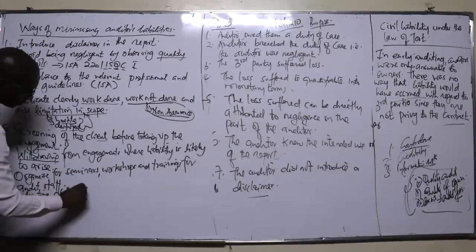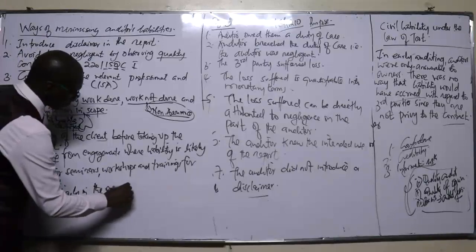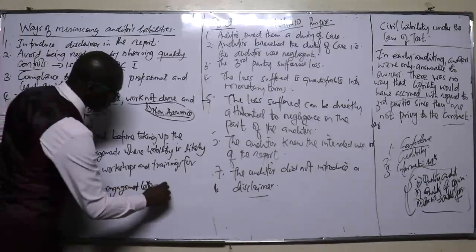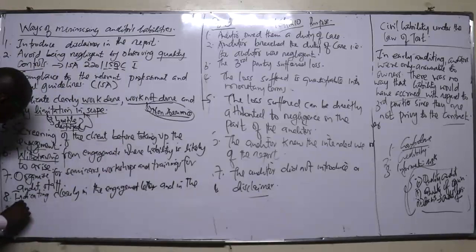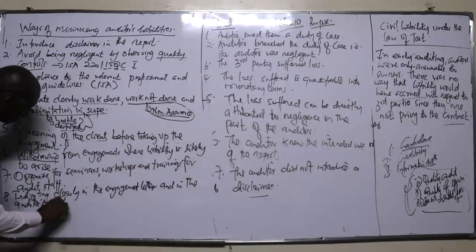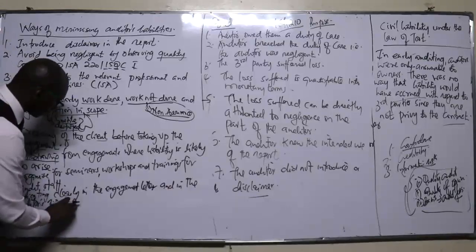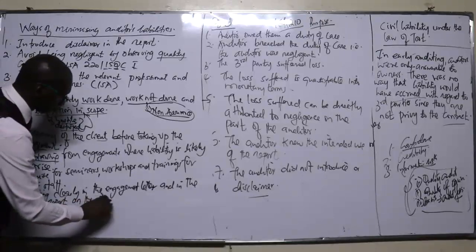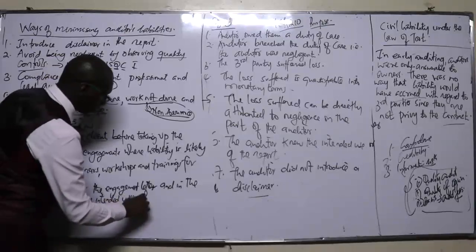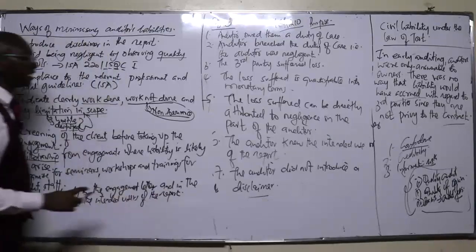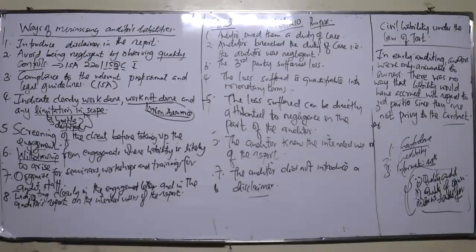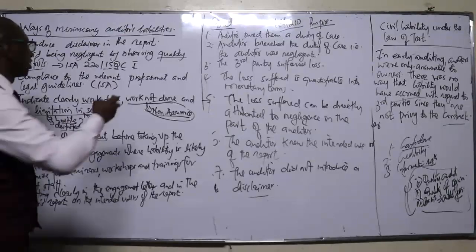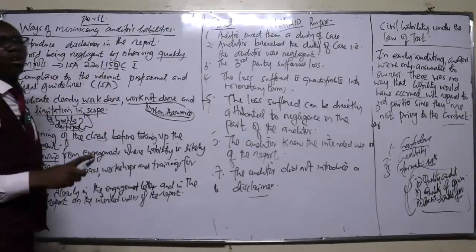Number eight, indicating clearly in the engagement letter and in the auditor's report the intended users of the report. How do you intend to use this report? Who are the intended users? Otherwise, any other person who uses this report and is not an intended user will do so at their own peril, at their own risk.